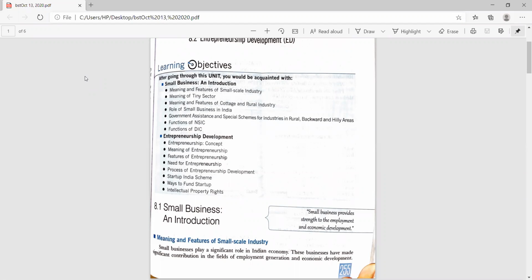In entrepreneurship development, you will come to know the basic concept, its meaning, features, its need, process, the India startup scheme, ways to fund a startup, and intellectual property rights. You will learn these things when we do this unit, small business. Let's start with the meaning of small business.